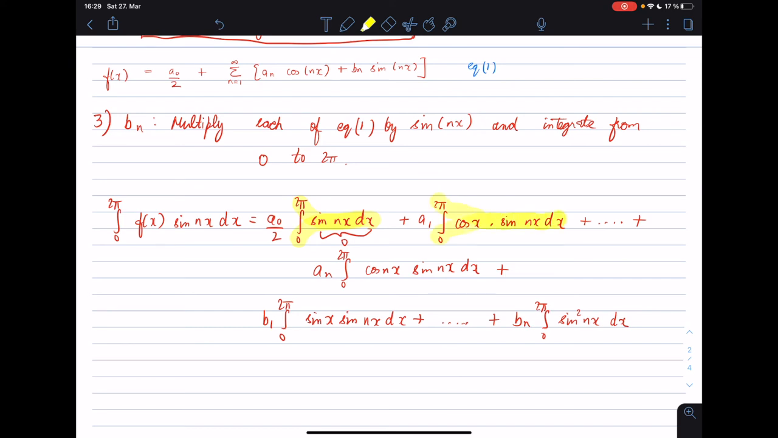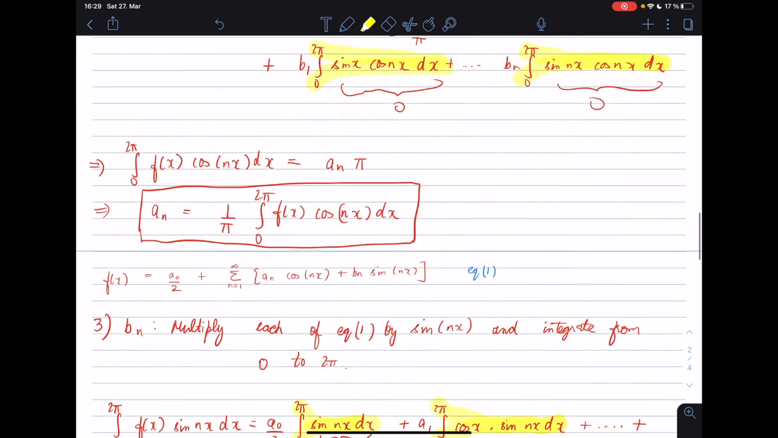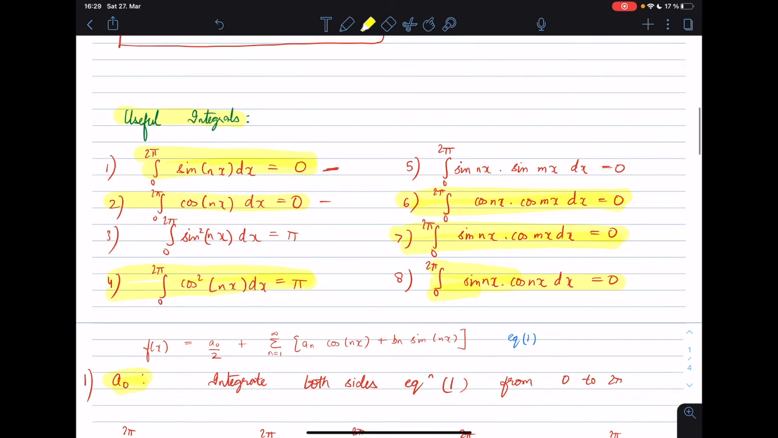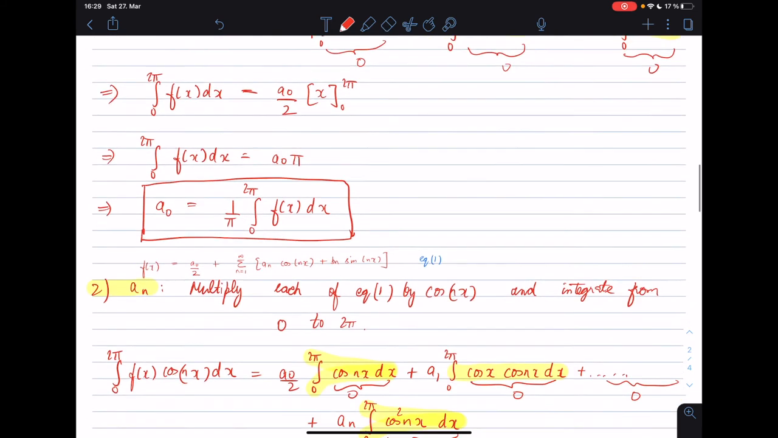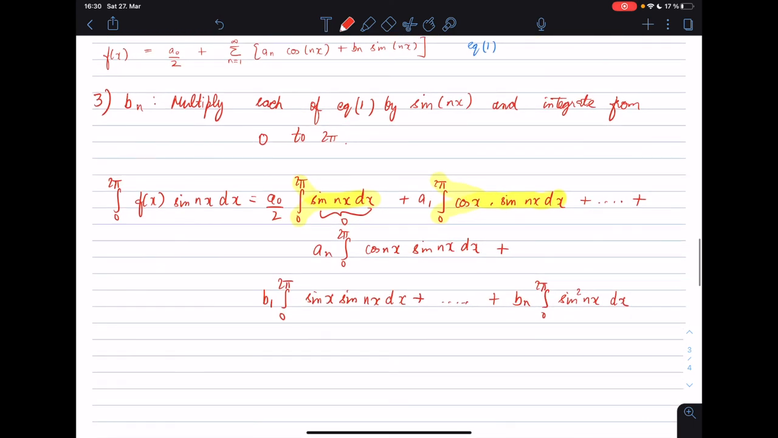And similarly, in the next few terms, we have cos 2x multiplied by sine nx and so on. So here we want to look at the formula given by the useful integral 7. If you look at the 7th formula, you will notice that this integral should also be 0 because we have sine nx being multiplied by different cosines. So cos x, cos 2x, cos 3x, and all of these should also be 0. So we write down 0 over here.